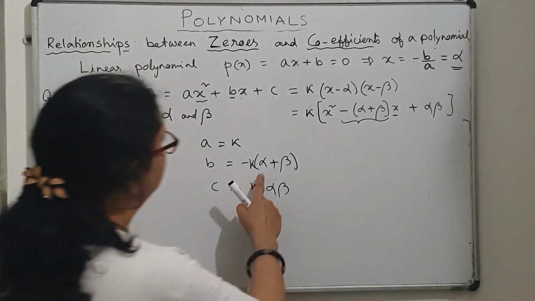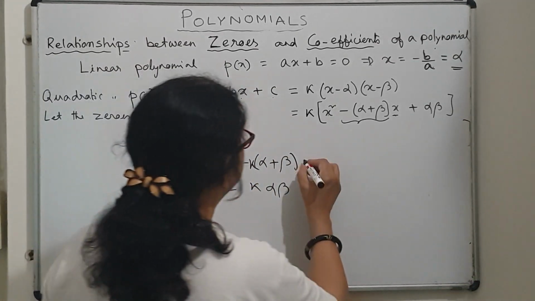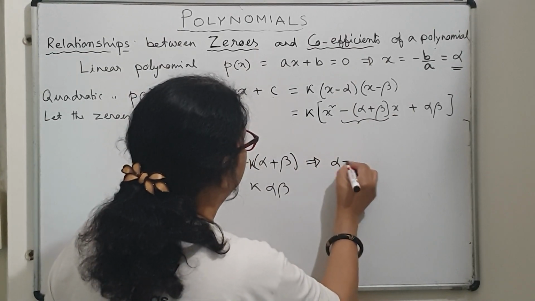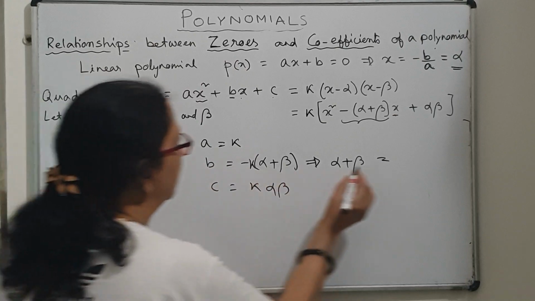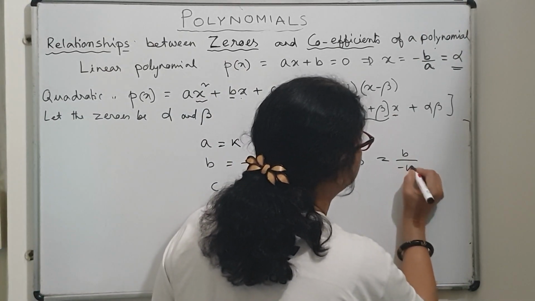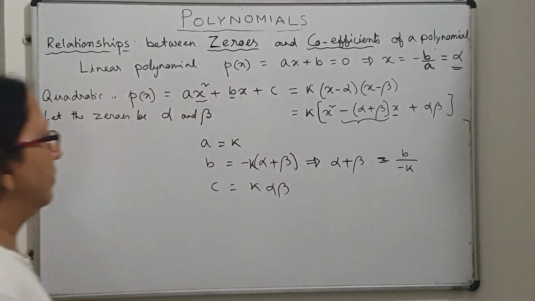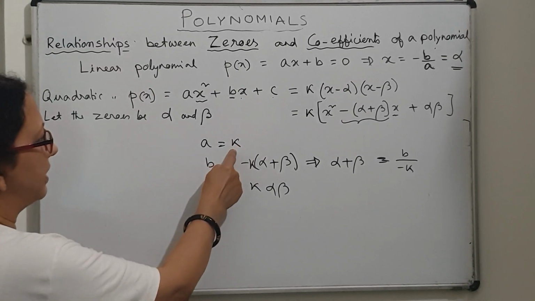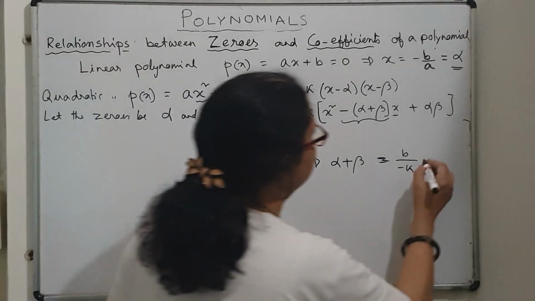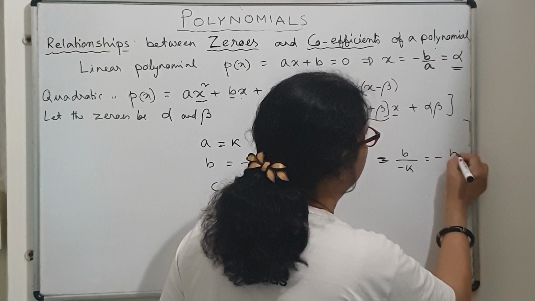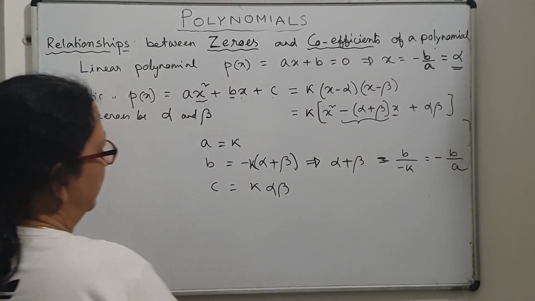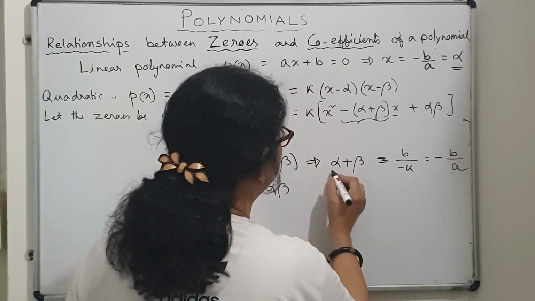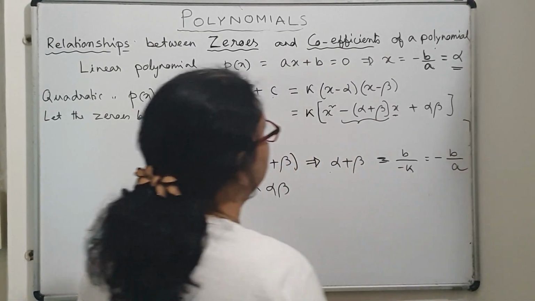So now you see, from this what can I write? Alpha plus beta will be, minus will come, b upon k. And what is k? k is a. So I can write this minus b upon a. So I got the first relation: the sum of the zeros, alpha plus beta, is minus b by a.